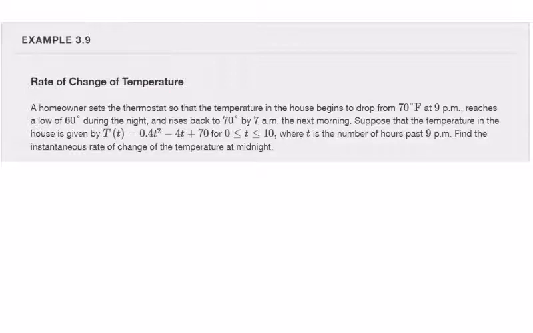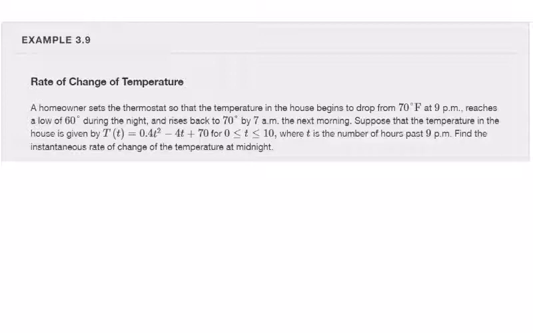A homeowner sets a thermostat so that the temperature in the house begins to drop from 70 degrees at 9 p.m., reaches a low of 60 degrees during the night, and rises back to 70 degrees at 7 a.m. the next morning. Suppose that the temperature in the house is given by this formula here, where t is between 0 and 10, and that's the number of hours past 9 p.m.